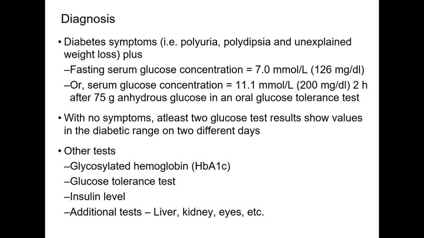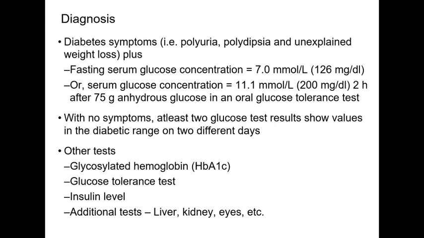Or when we administer glucose to a patient, 75 gram anhydrous glucose is given, and after 2 hours a blood sample is taken, and then serum glucose level is above 200 milligram per deciliter, we say that the person is diabetic. So this oral glucose tolerance test or serum glucose concentration after fasting are two tests which are commonly used.